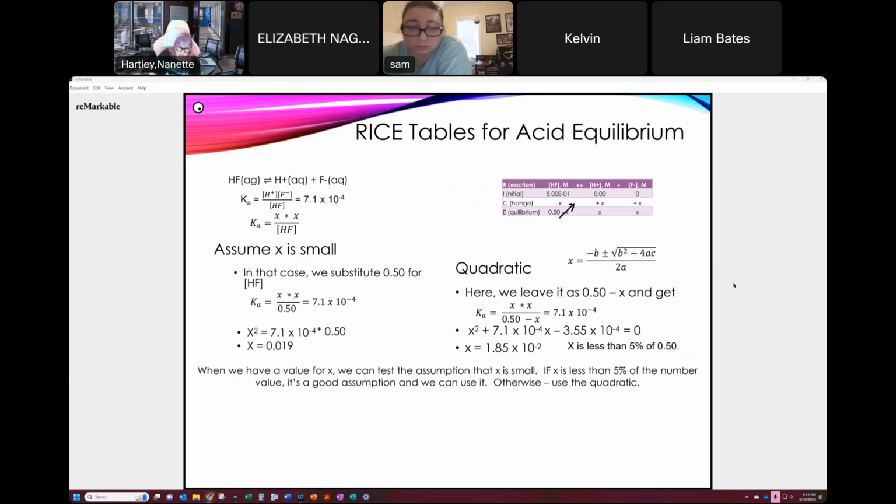So if we assume that X is small, then I have X times X over 0.5, which is that initial concentration of HF that you were given. That's equal to the K value of 7.1 times 10 to the minus 4th. That means that X squared is equal to 7.1 times 10 to the minus 4th times 0.5, and that gives me an X value of 0.019. If I wanted to know what the pH was, I could take the negative log of that, and that will give me the pH for that solution.